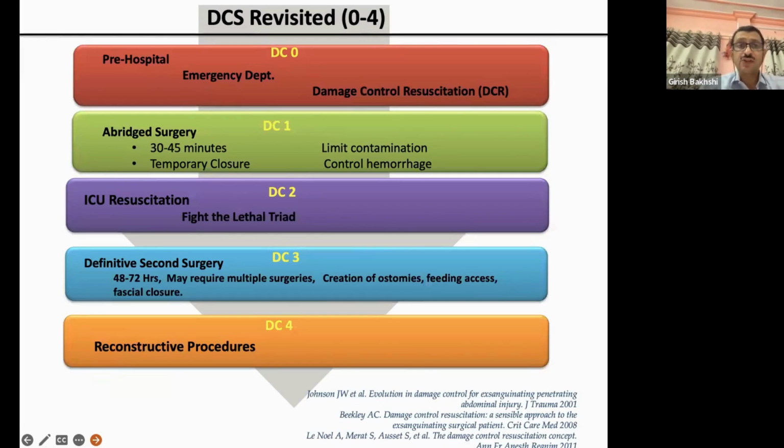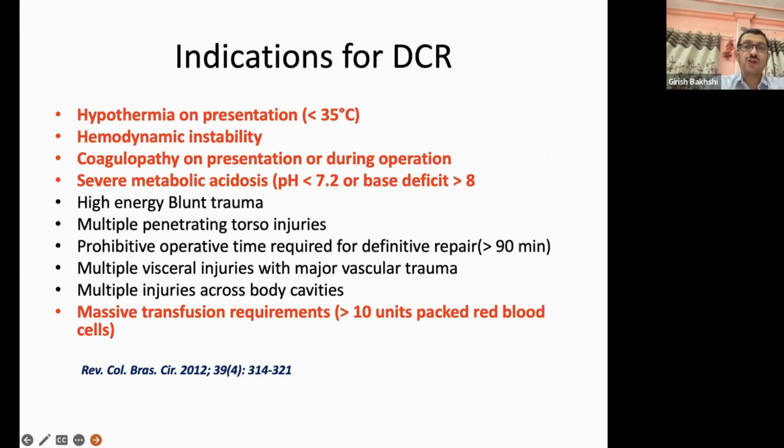So phase 0, pre-hospital or emergency department with damage control resuscitation, followed by a bridge surgery, which should be over in 30 to 45 minutes. You are not going to do any definitive surgery. Just limit the blood loss, control hemorrhage, and limit contamination, followed by ICU resuscitation, definitive second phase surgery. And the fifth phase, which came as DC4, was reconstructive procedures.